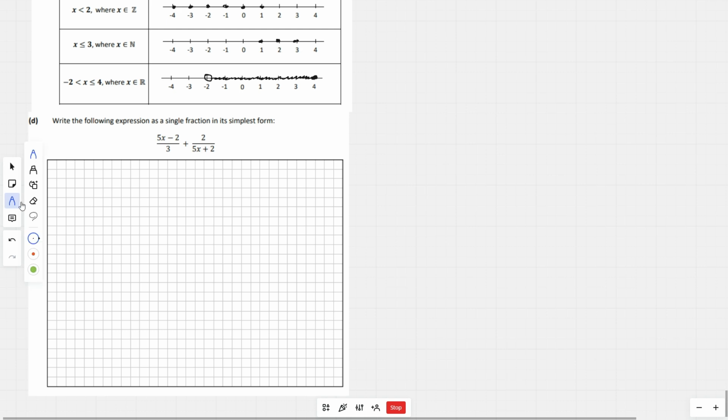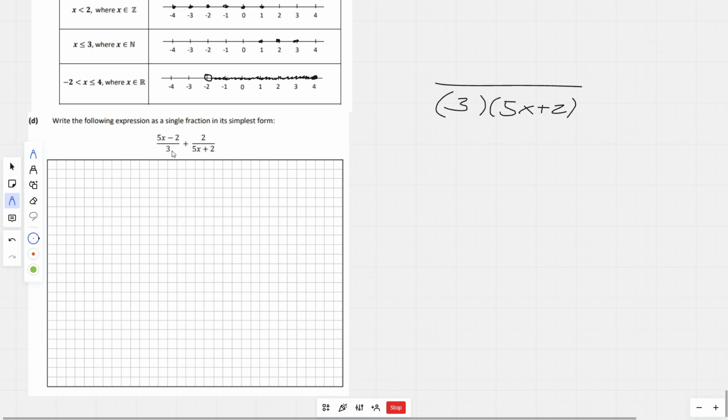Then to finish it off, we have part D. We have to write the following expression as a single fraction in its simplest form. So the key thing here is whenever you want to add fractions together, they have to have the same denominator. And just by changing these fractions a bit, we can actually change the denominator. So I'm going to make the denominator of both of these 3 by 5x plus 2. And how did I get that? Just by multiplying these denominators.